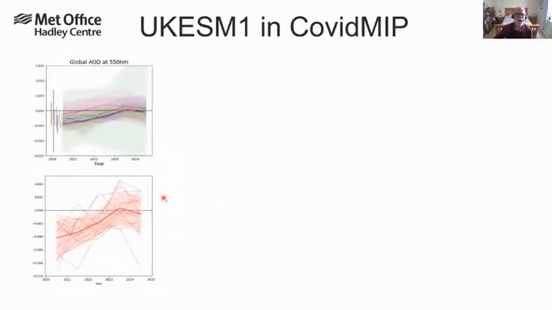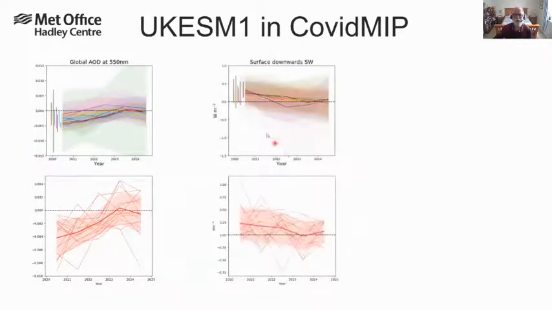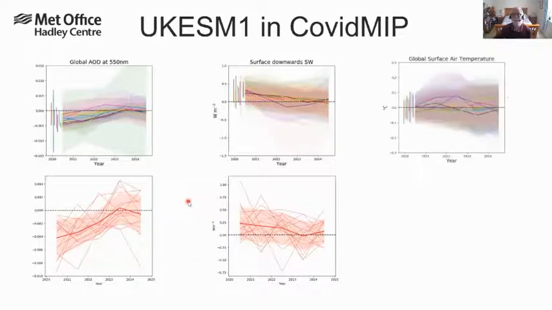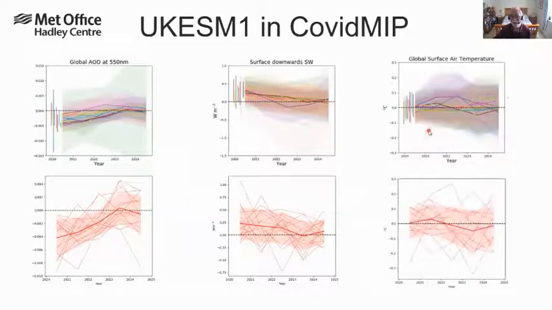So at the bottom here, I'm showing you the result that we've already seen for UKSM1. This is the global aerosol optical depth. And at the top, I'm showing you the result for the multi-model ensemble in COVID-MIP. So UKSM1 is one of these lines in here. We've got 11 other models, and they're producing a qualitatively similar result to what we saw in UKSM1. Ditto for surface downwards shortwave radiation, qualitatively similar in the multi-model ensemble to what we saw in our own model, and ditto for the global surface air temperature. So no great change.